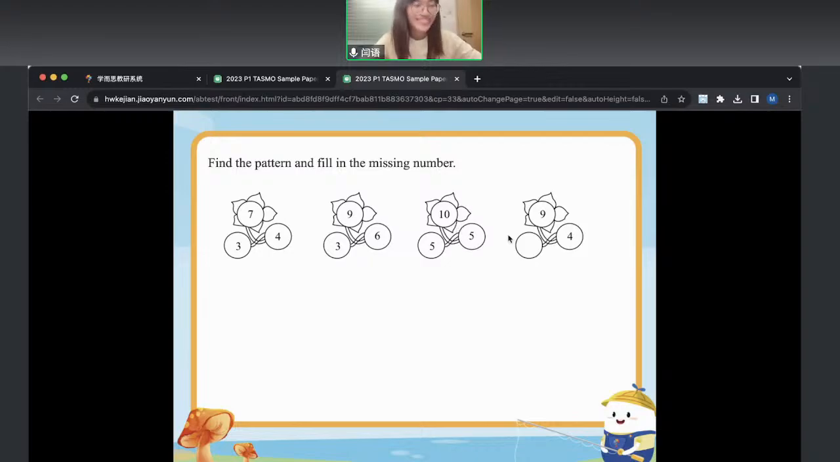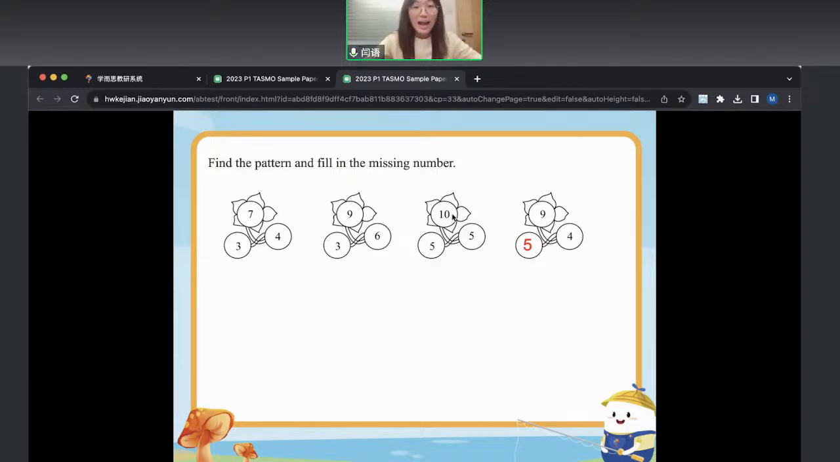Yes, 5, right? Super easy. So here you see what is the relation among these 3 numbers. Now you see for the first one, 7, 3, 4. What is the relationship? Here, 3 plus 4 equals to 7. And what about the second one? 9, 3, 6. How can we get a 9? You see, 3 plus 6 equals to 9.